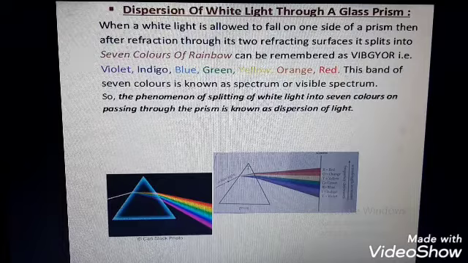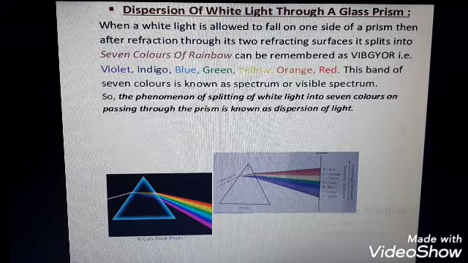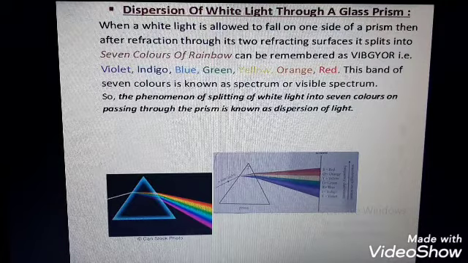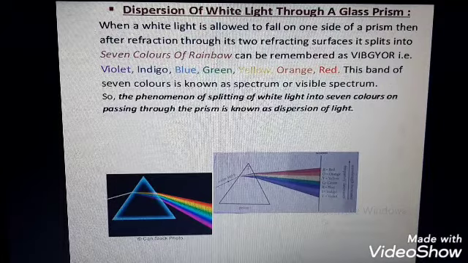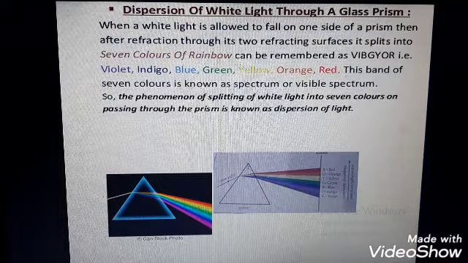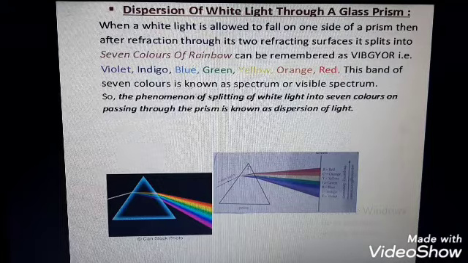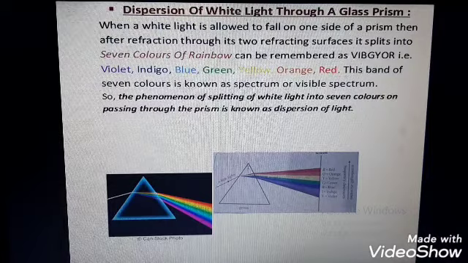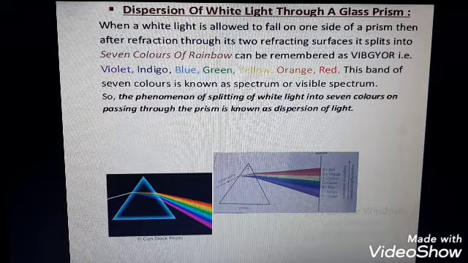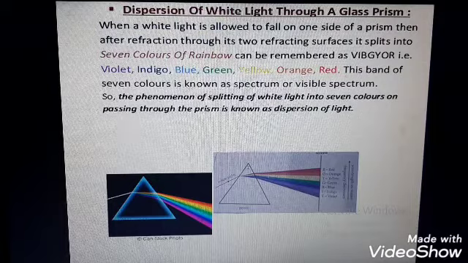The speed of red color is maximum. Why? Because the wavelength lambda of red color is maximum. That means if the wavelength increases, there will be a decrease in the angle of deviation, and if the wavelength decreases, there will be an increase in the angle of deviation. The wavelength of violet color is minimum. That is why it will experience a greater deviation in its angle, and there will be less speed of violet color as compared to red.